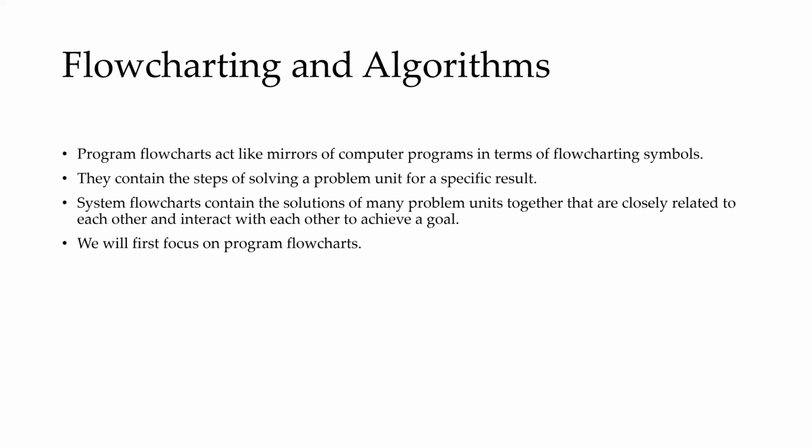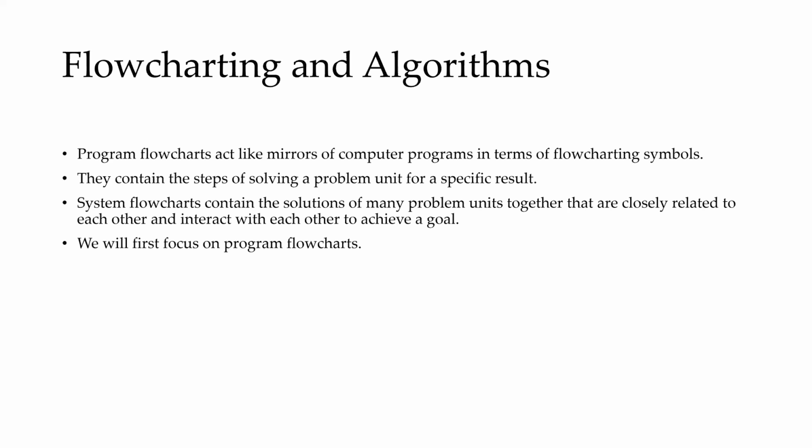But in this class, our job is creating program flowcharts. Program flowcharts act like mirrors of computer programs in terms of flowcharting symbols. They contain the steps of solving a problem unique for a specific result. A system flowchart contains the solution of many problem units that are closely related to each other and interact with each other to achieve a goal.